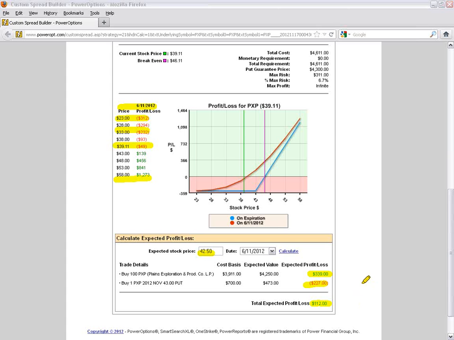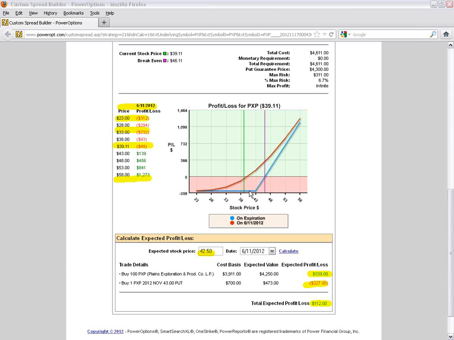Remember, the put doesn't decline one-to-one with the stock the way we set it up. So, in this case, if the stock was trading at about 42.50, we'd be probably right about here in this profit range. If the stock was trading at $43, we'd have a profit of $139 at this point. We wouldn't need the stock to reach 46.11 to break even. That's only at November expiration.